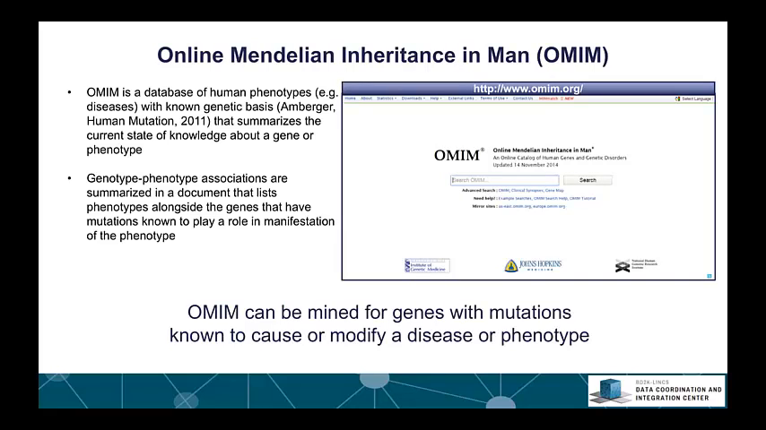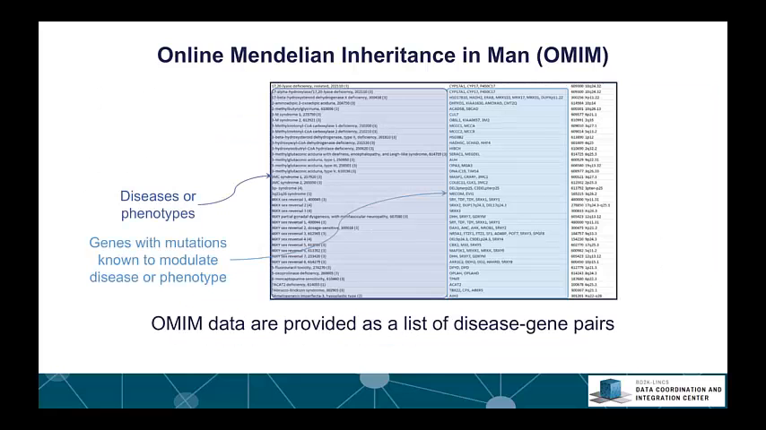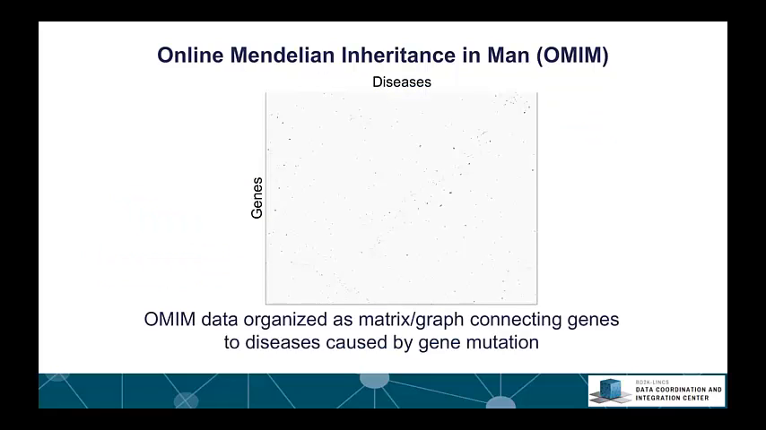The Online Mendelian Inheritance in Man dataset is a collection of gene-phenotype and gene-disease associations curated from biomedical literature. Each association is supported by evidence showing that mutation of a gene has some effect on a phenotype or disease. The OMIM dataset is structured as a list of disease-gene pairs. This is already in the form of an unweighted bipartite graph. This heat map is a visualization of the OMIM dataset.